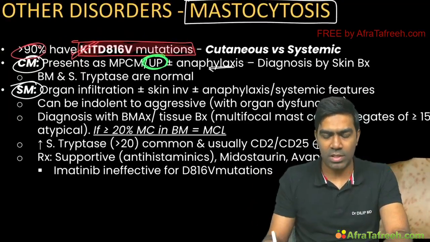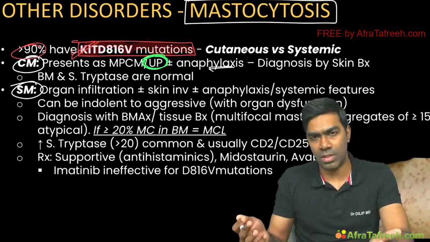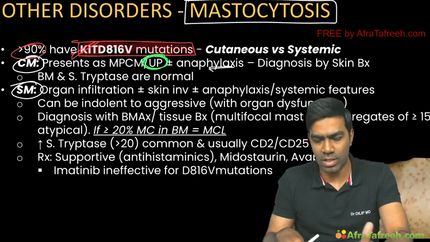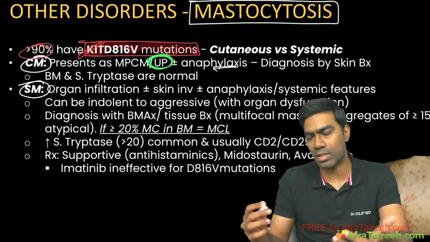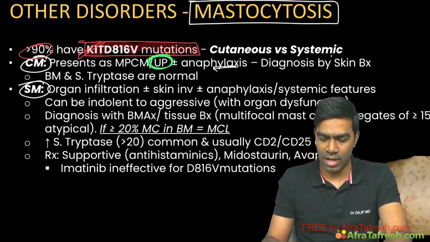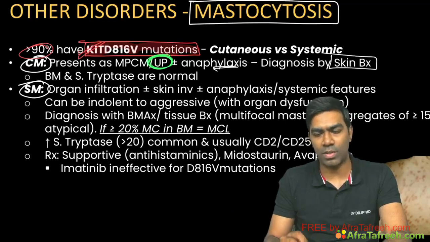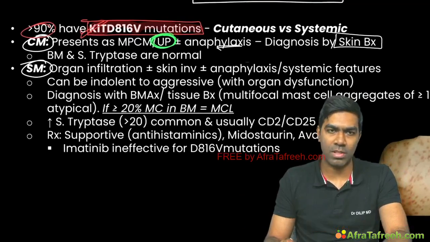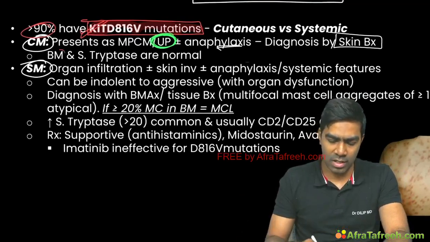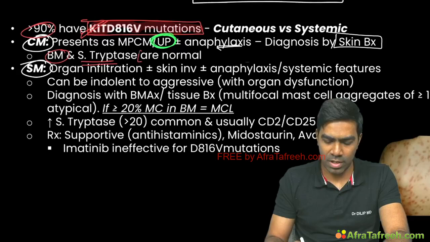Plus or minus, patients have a tendency to develop frequent episodes of anaphylaxis because it's a disorder of mast cells, and they degranulate quite often even to simple triggers, resulting in anaphylaxis. And diagnosis can be established by skin biopsy. You are going to see abnormal mast cells in those biopsy specimens. And interestingly, the bone marrow and serum tryptase will be normal.